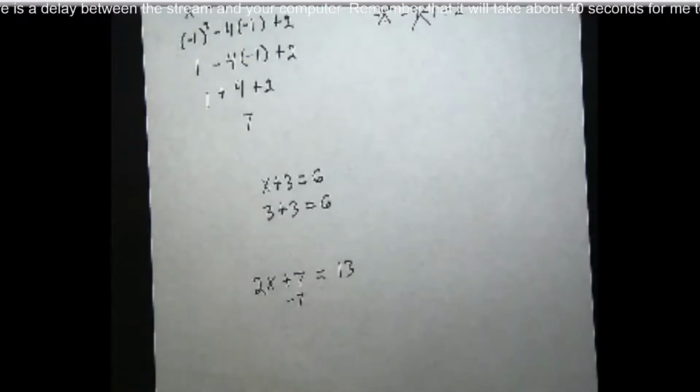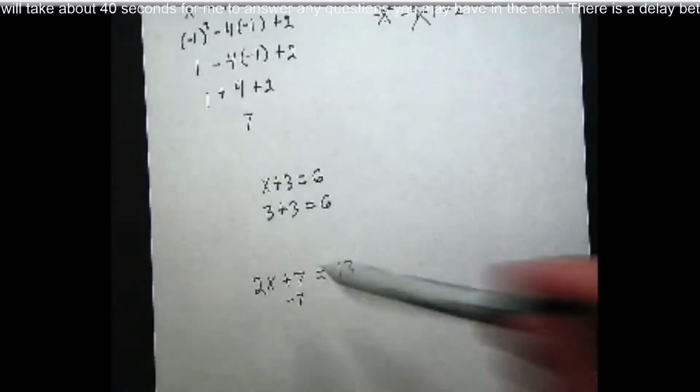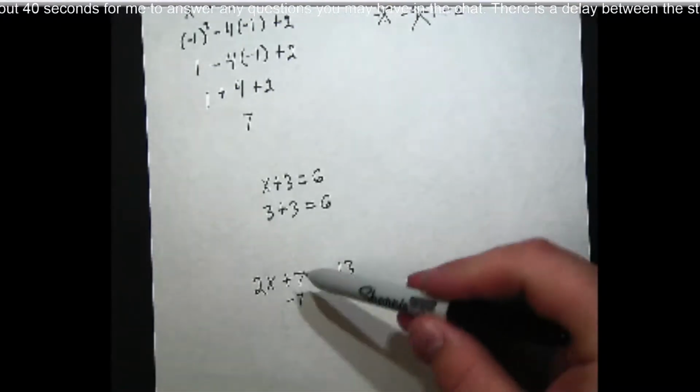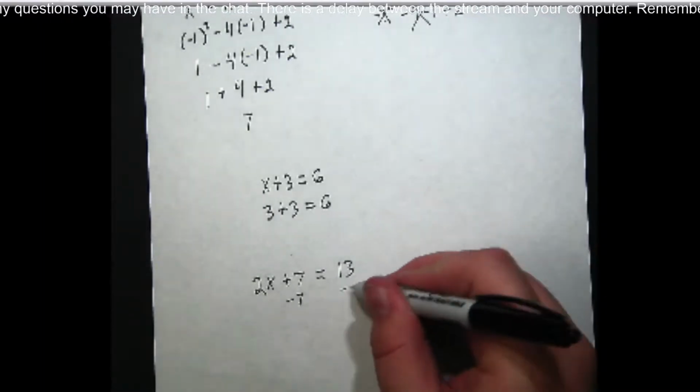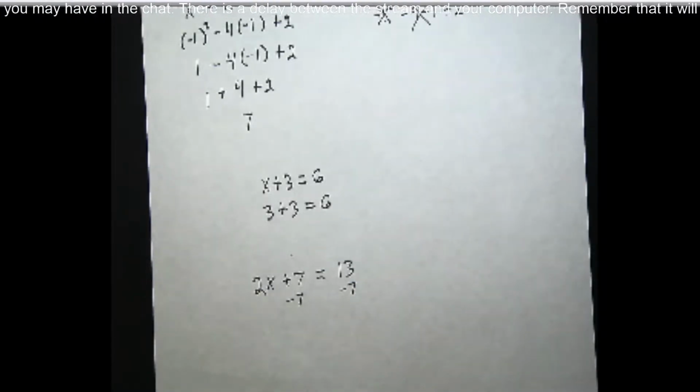So plus 7 and minus 7, well, plus 7 minus 7 cancel. They're opposites. But we can't just, willy-nilly, throw whatever we want into this. We need to make sure that it's still balanced. So whatever we do to this side, we're also going to need to do the same thing to this side. And that makes it balanced.